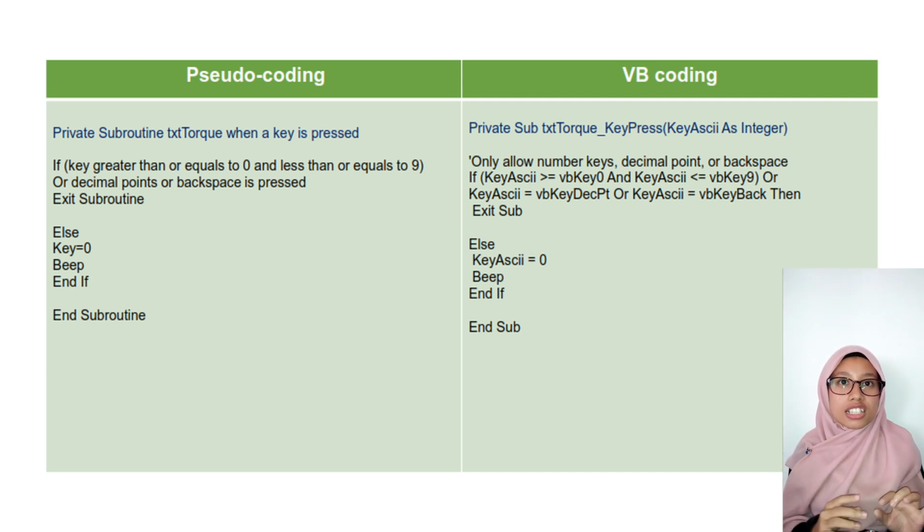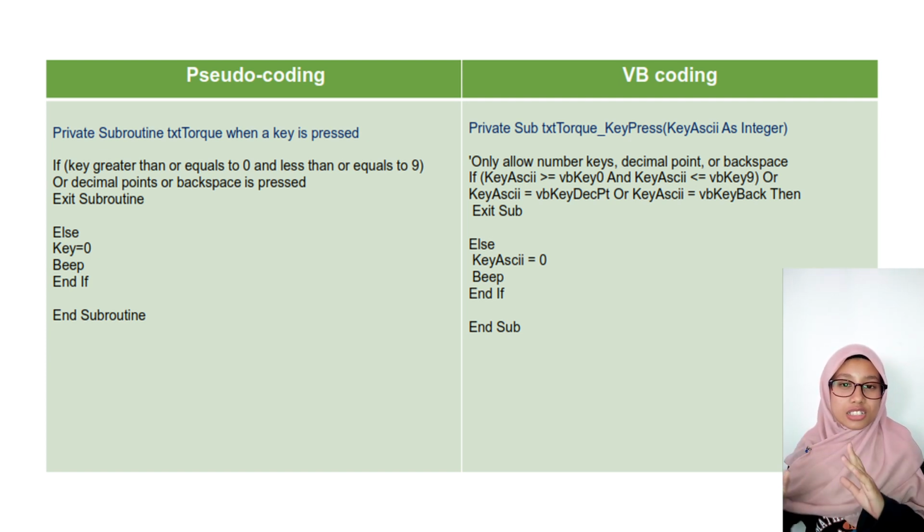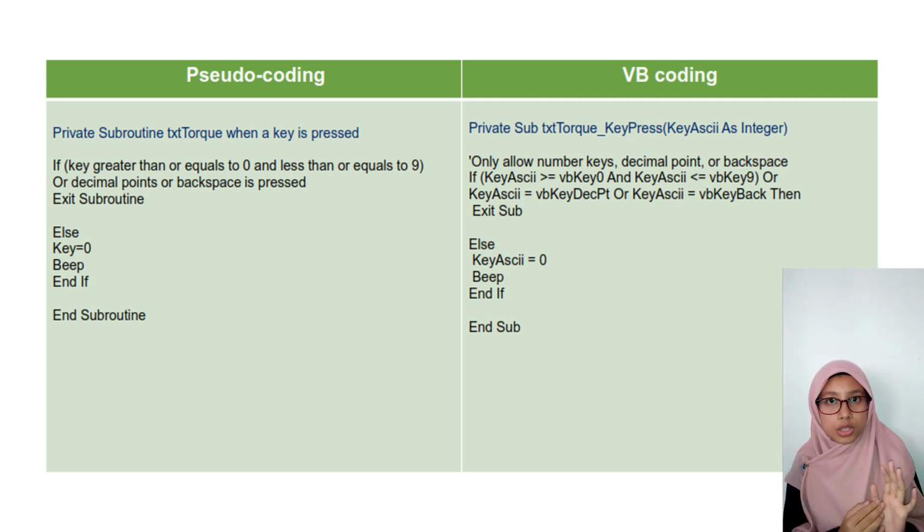And if you want to insert the decimal point or backspace is pressed, then in the VB coding we have to type key as key equal to vbKeyDecPt or key as key equal to vbKeyBack. And then if you want to exit the sub, that's the difference. In pseudocoding, we must type exit subroutine, while in VB coding, we must type exit sub. And if we don't want to follow the condition, we want to exit in other condition, we must type else key equal to 0. But in VB coding, we must type else key as key equal to 0.